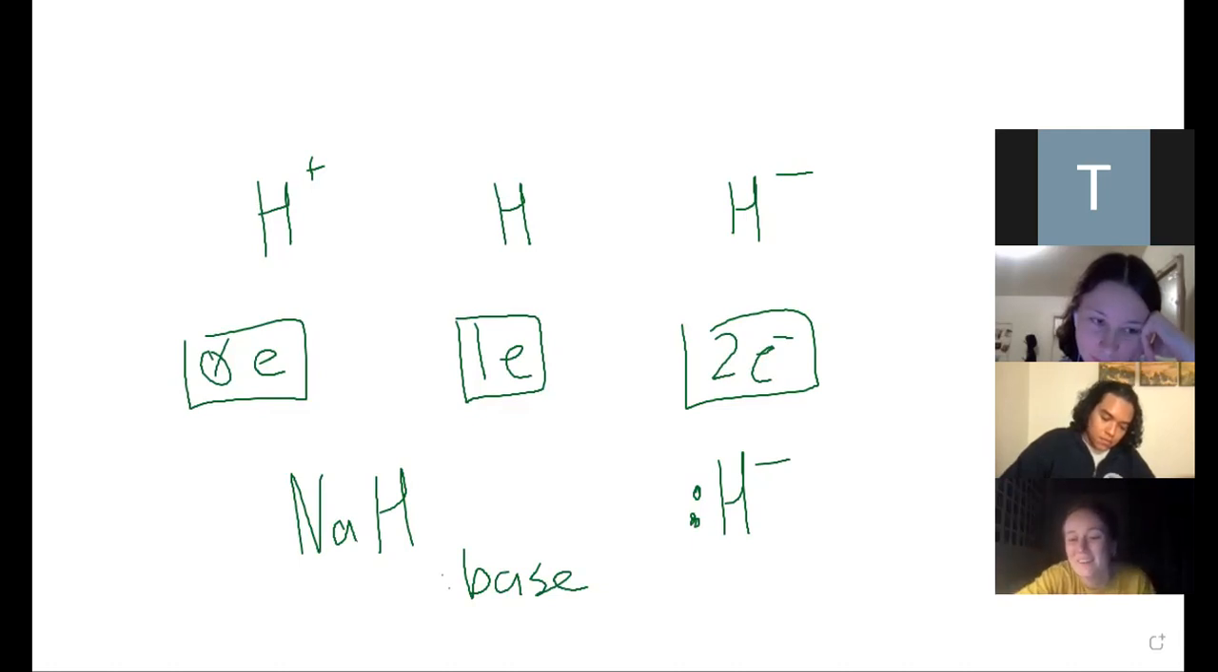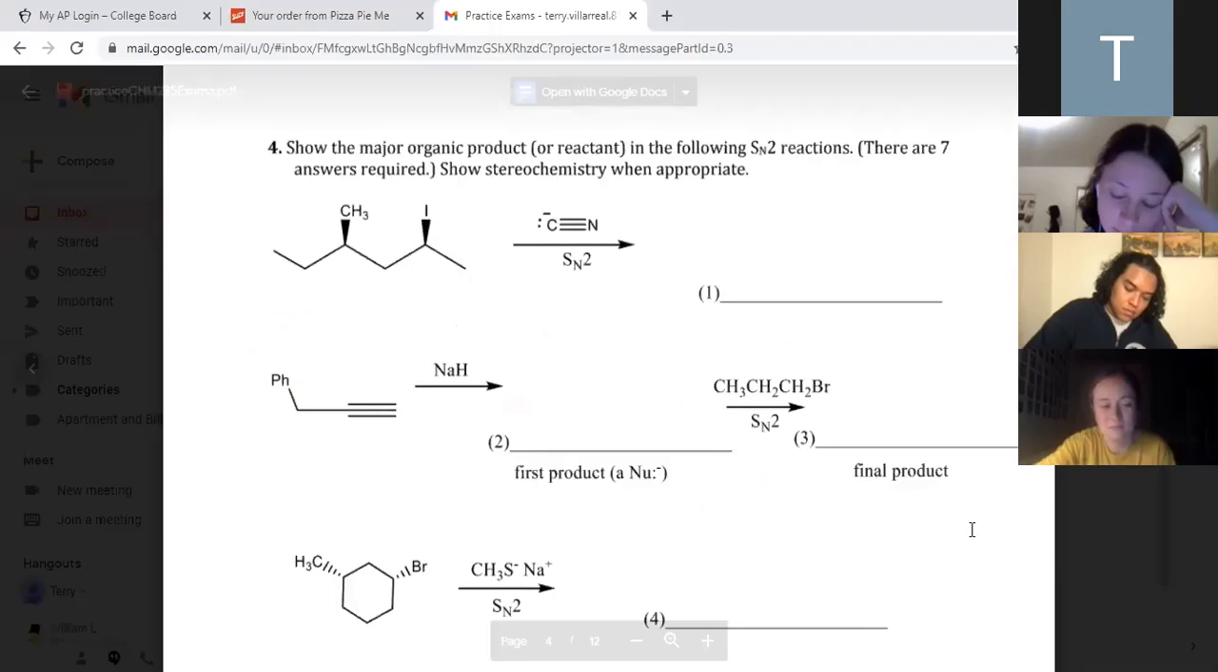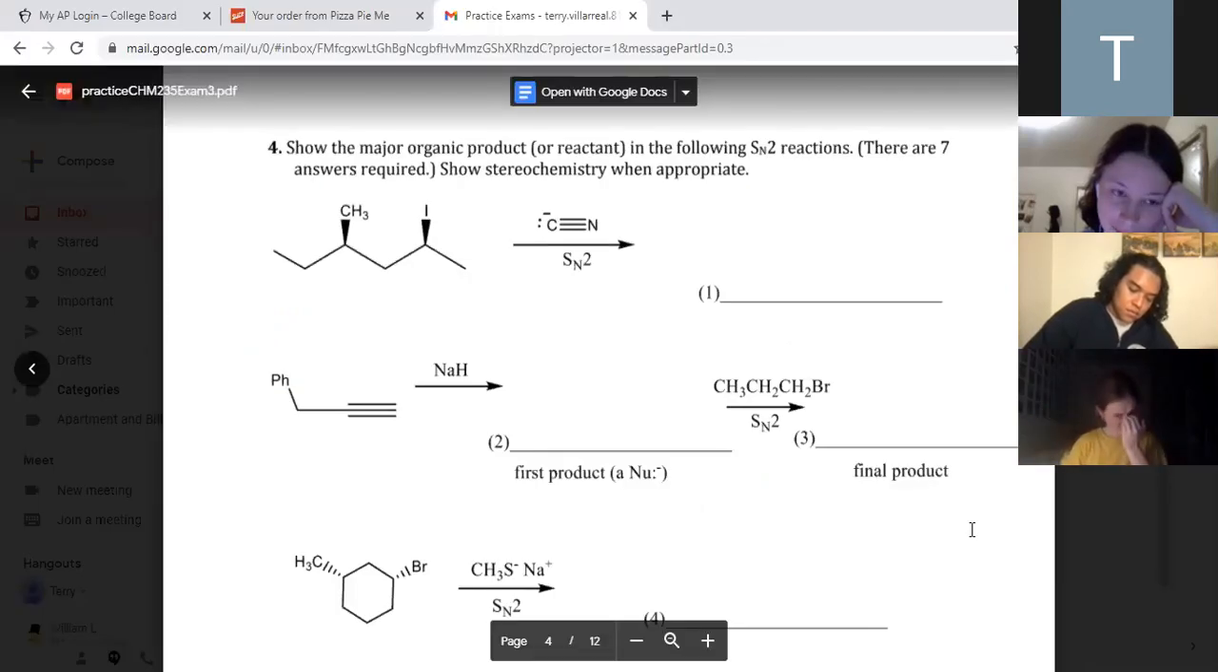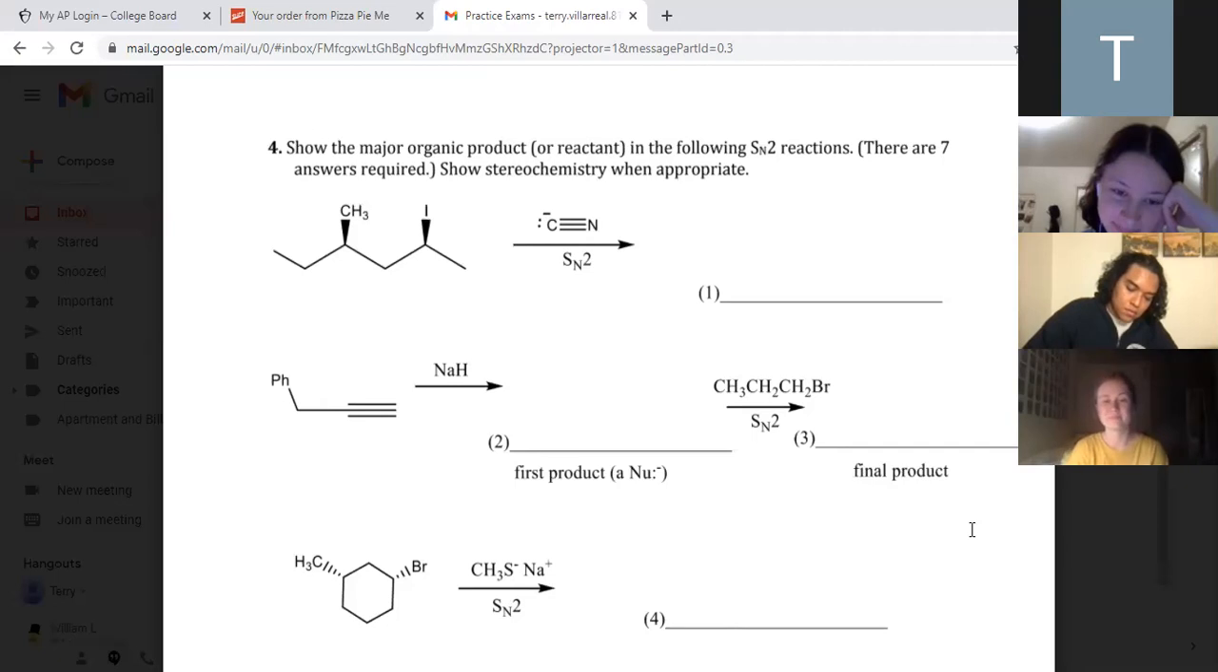So let's go back here. Coming back to our practice exam. What is this going to do here? My sodium hydride, what is this going to do? It's not going to attach. Do bases attach? Does it break the triple bond? Nope. What do bases do? They accept protons. Yes. Okay. Protons. Don't forget your basic chemistry.